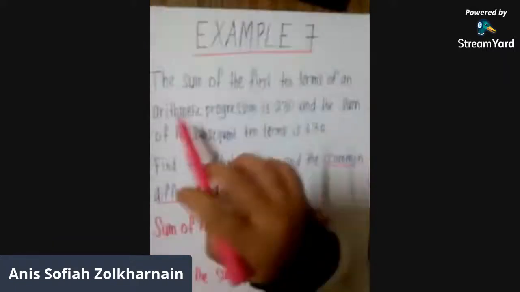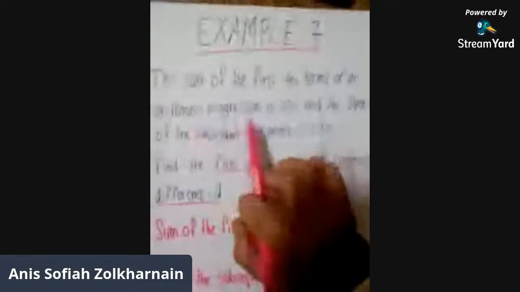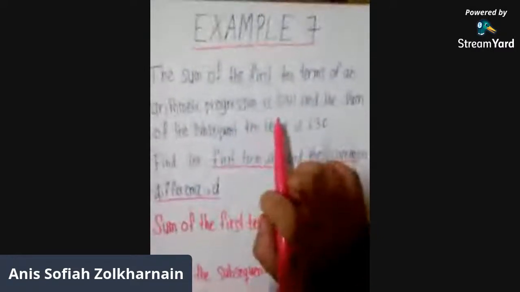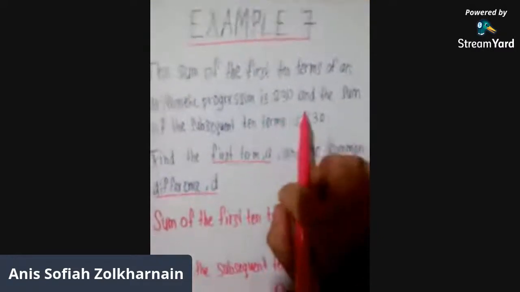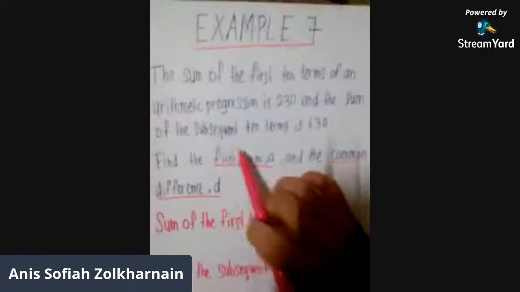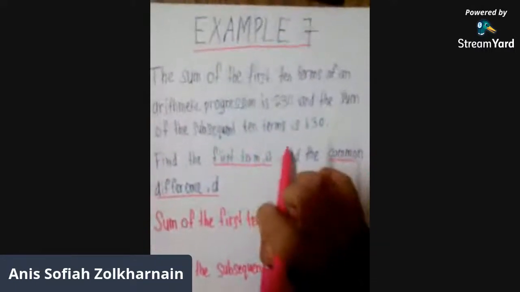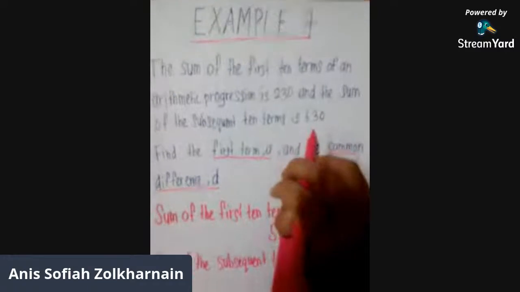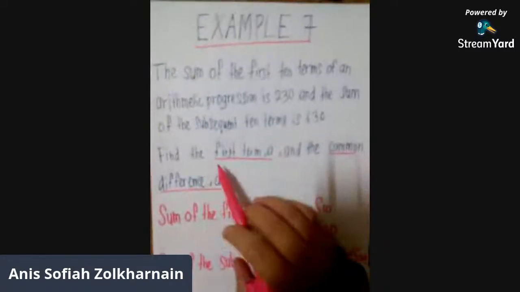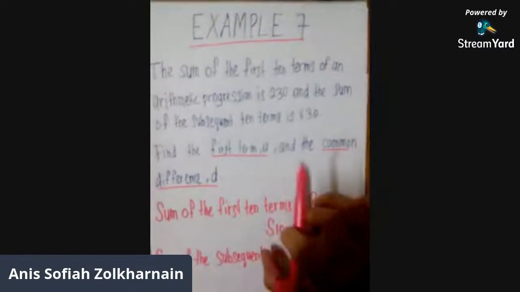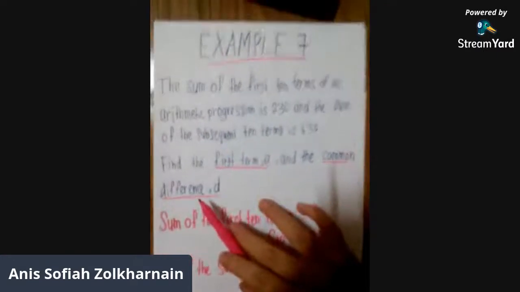Okay, so I will continue with example 7. I will read the question first. The sum of the first 10 terms of an arithmetic progression is 230, and the sum of the subsequent 10 terms is 630. Find the first term a and the common difference d.